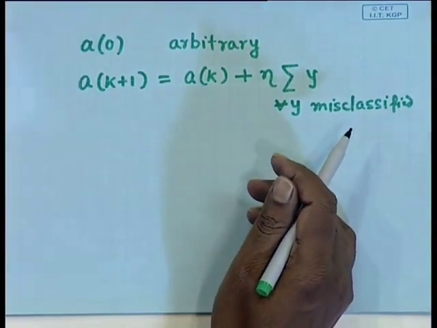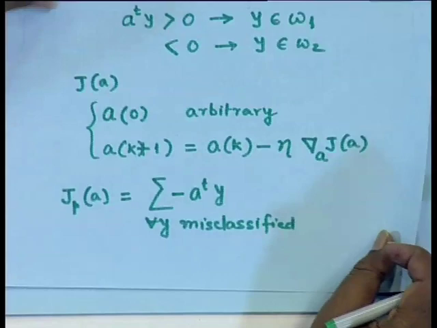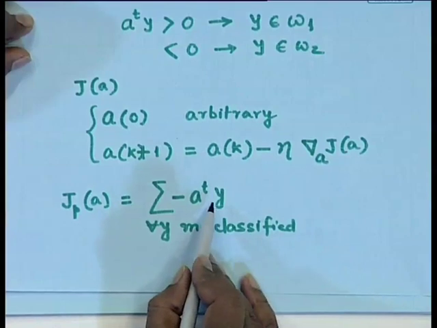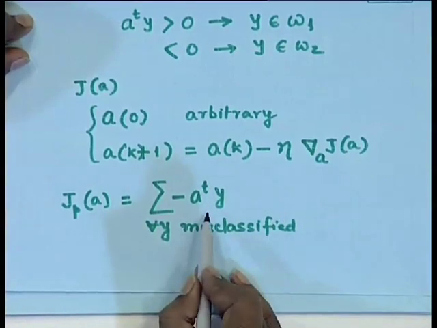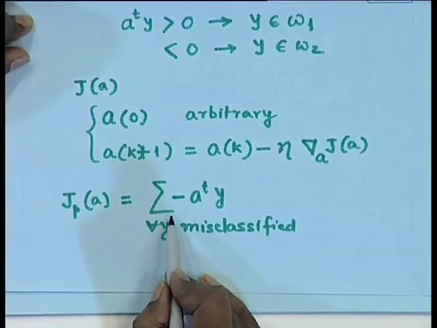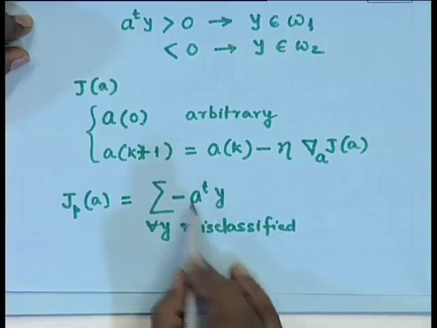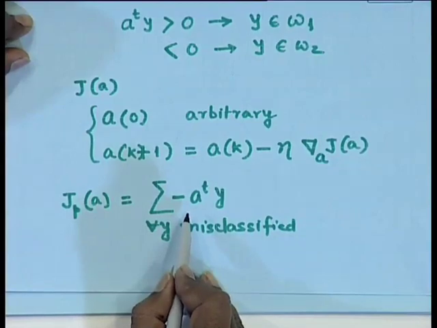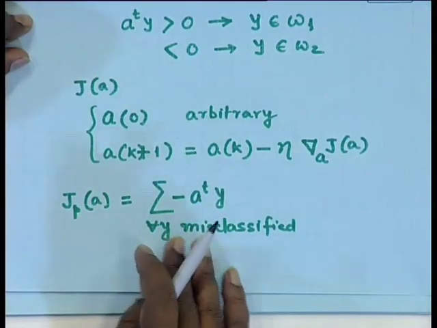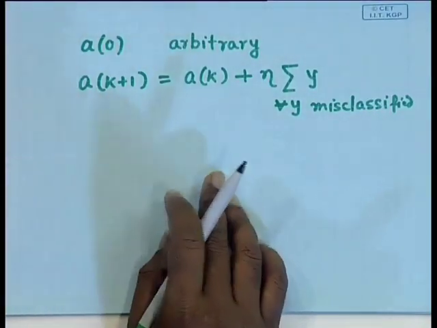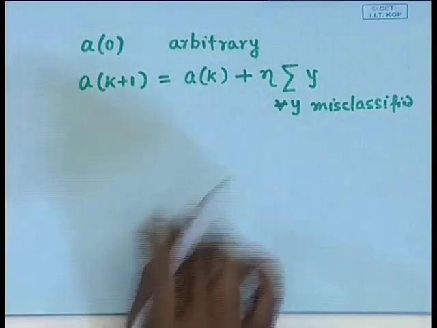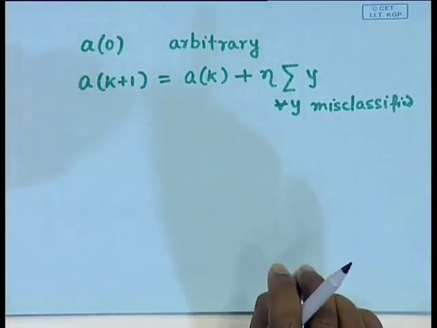So, what we have said is that this criteria function j p will attain a value equal to 0 when all the samples are properly classified by the weight vector a, otherwise it will be non-zero. As a result, j p can have a minimum value equal to 0, that means it has a global minimum, and because it has a global minimum, following this iterative algorithm we can attain that global minimum, which will be equal to 0 whenever a is my solution vector.